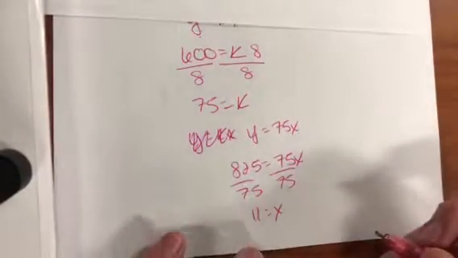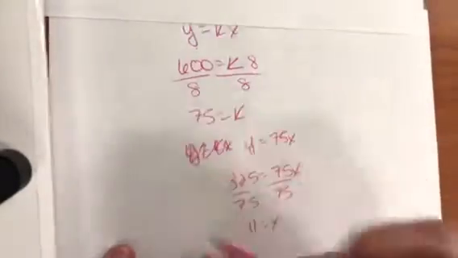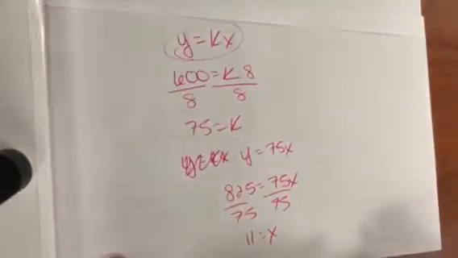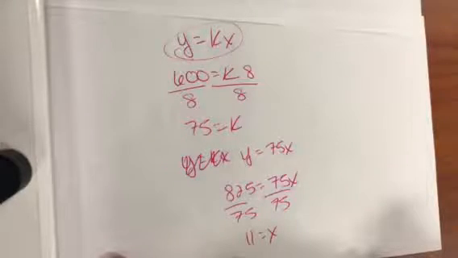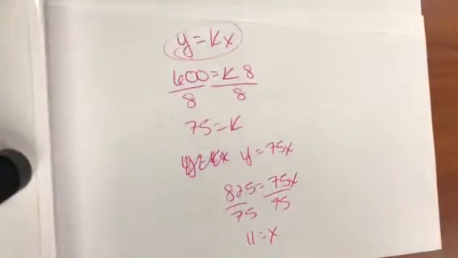Is this a proportional relationship using direct variation, or is this a non-proportional relationship? It's proportional because we used Y equals KX, which is the same thing as direct variation. And at 0 hours, he's going to be 0 miles. He hasn't gone anywhere. So that is our direct variation.